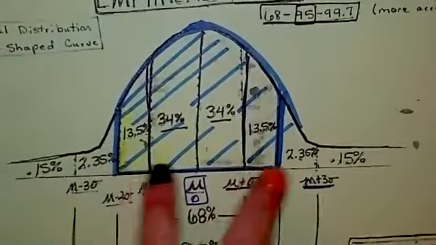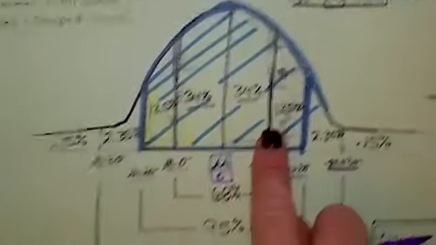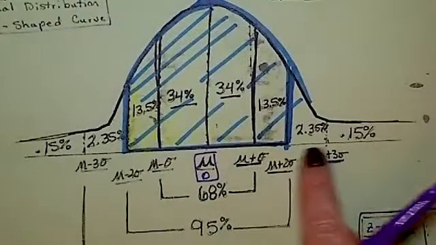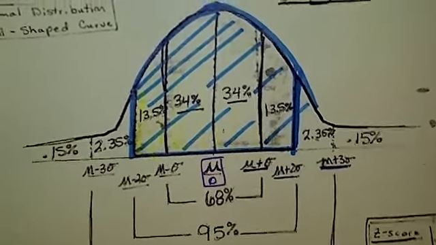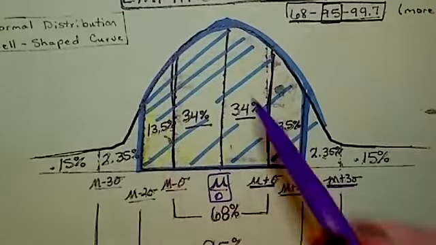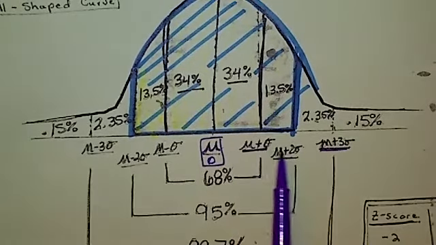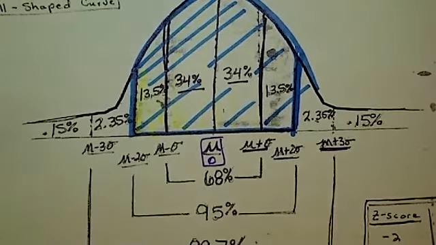Now, remember that most of the data is going to lie in the middle. That represents the usual, which is 95%. Anything more than 2 standard deviations to the right or to the left would be considered unusual. And most of the data, like we said, is usual with that 95%. You have your mean. You take your mean and add the standard deviations. Make sure you have a pattern going on, and then you subtract, okay?